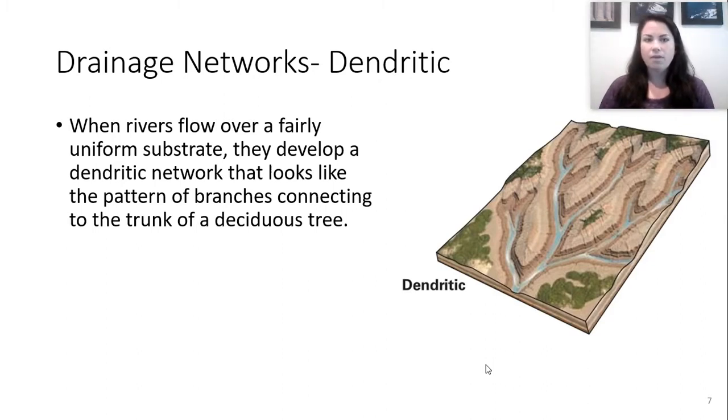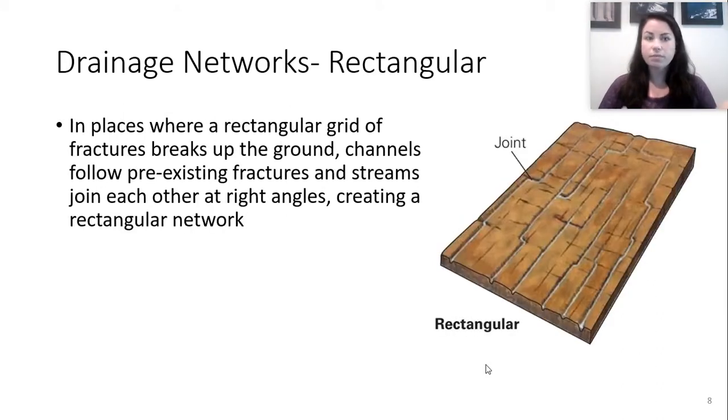And so this is where we have a fairly uniform surface, and it just looks like they just kind of branch off into these different systems here. And that's different than a rectangular system where there's natural fractures or joints in the substrate. So this is where channels follow pre-existing fractures and the streams join each other at right angles. And this is where we get a rectangular network.